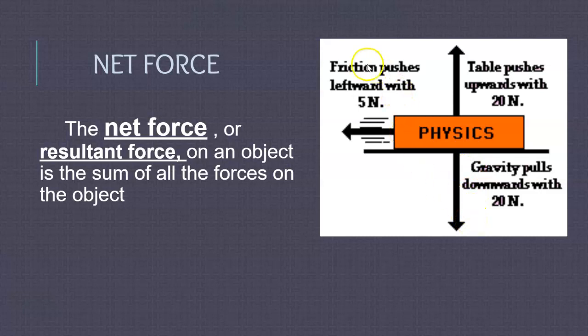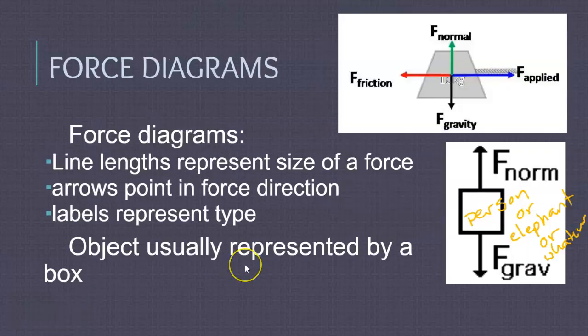So the net force of this particular instance is going to be 5 newtons. Okay, so the total net force here is 5 newtons because our gravity and our upwards forces cancel each other and just leave us with that 5 newtons of frictional force.